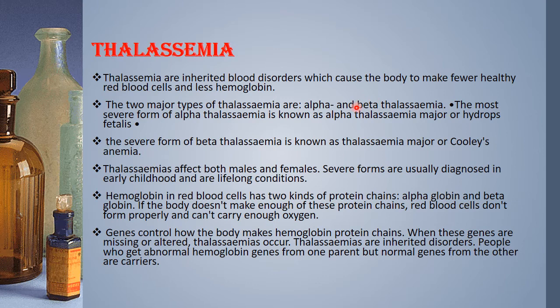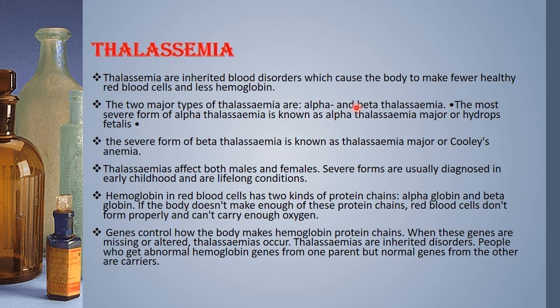This condition is going to be diagnosed early in the childhood. And the hemoglobin in the RBC has two kinds of protein. هي الألفا globin والبيتا globin. If the body does not make enough of this protein chain, red blood cells don't form properly and cannot carry adequate amount of oxygen. طبعا لدينا الكثير من البيشنت والثلاسيميا بالعراق. هناك مراكز للثلاسيميا موجودة في العاصمة بغداد وفي جميع المحافظات.